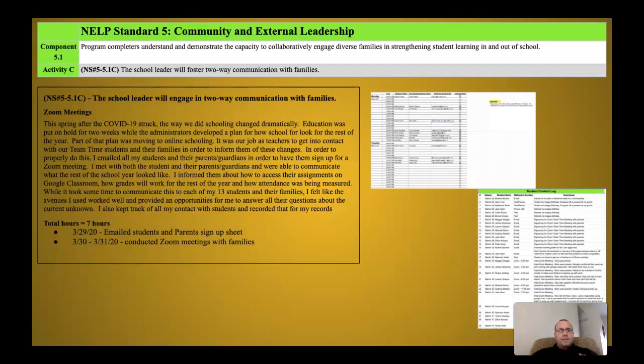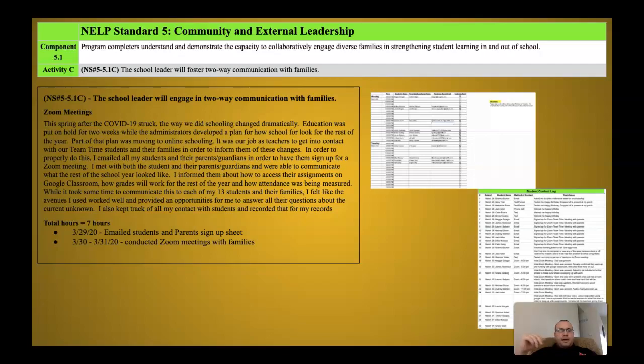For 5.1C, the school leader will foster or engage in two-way communication with families. My artifact for this came from after our spring break, when we were no longer allowed back into the schools. In order to relay information to our students, we had to conduct Zoom meetings with our teen time students and their parents in order to inform them on what school would look like for the rest of the year. I made a sign up sheet and was able to get my 13 students to sign up.